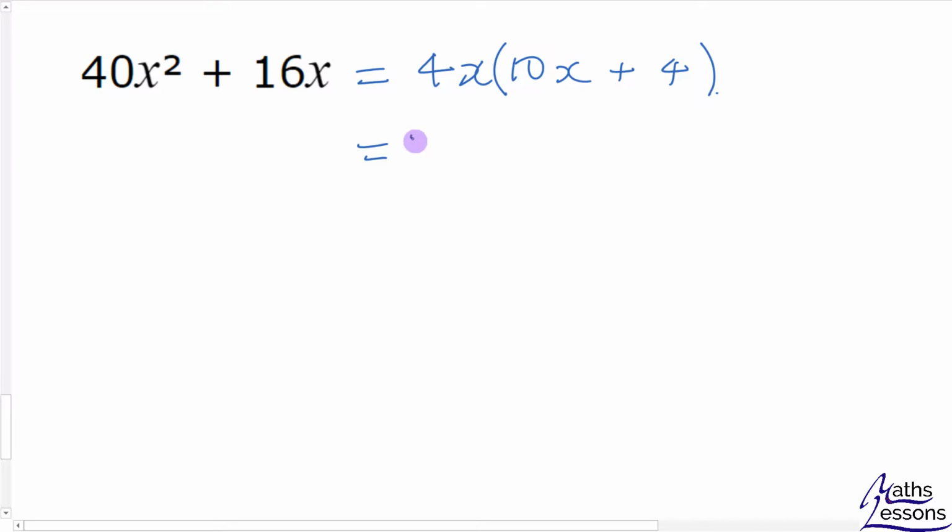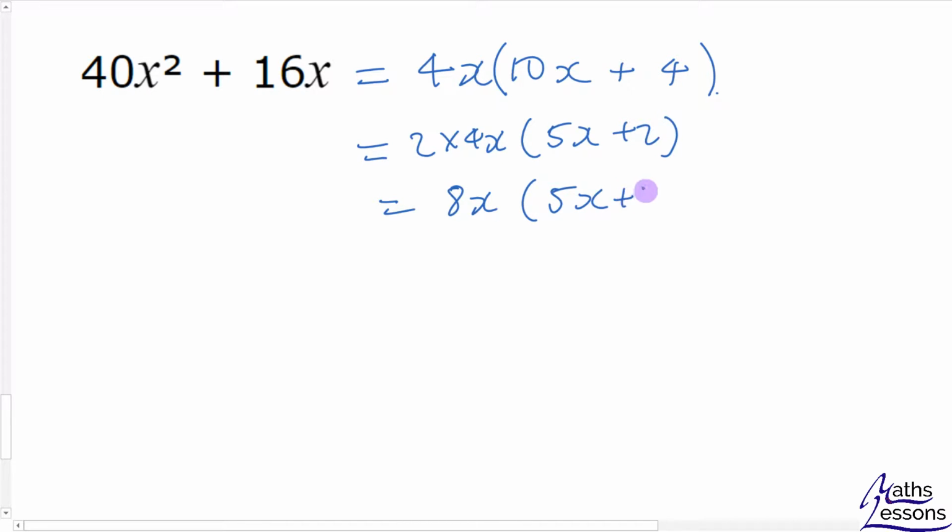So take another 2 out. So I've got 2 times 4x. Divide that by 2, I get 5x. Divide that by 2, I get plus 2, and there's no more factors. So 2 times 4 is equal to 8x. So it doesn't matter if you don't spot all the factors in one go. You can still get to the right answer.